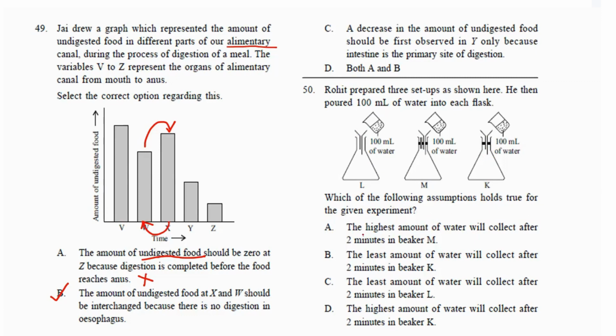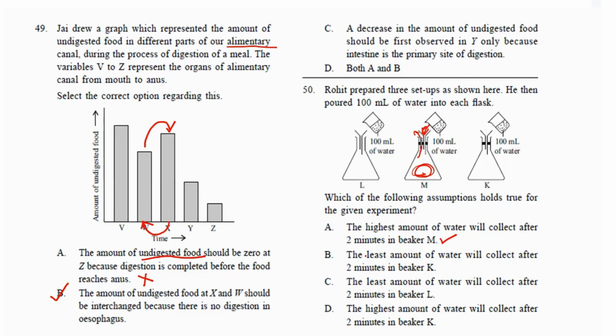Which of the following assumptions hold true for the given experiment? Let's see. The highest amount of water will collect after 2 minutes in beaker M. This is correct. Why? Because when the water is going inside through the funnel, the air present inside the flask will go through this outlet, and the water will take its place. So definitely the highest amount of water can be collected in 2 minutes in beaker M.